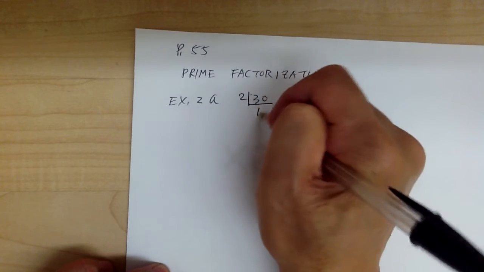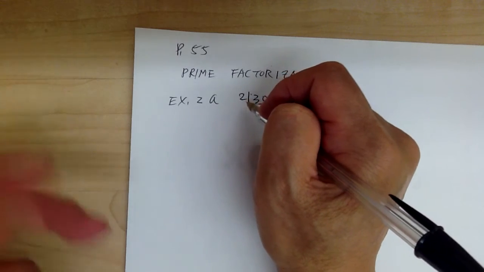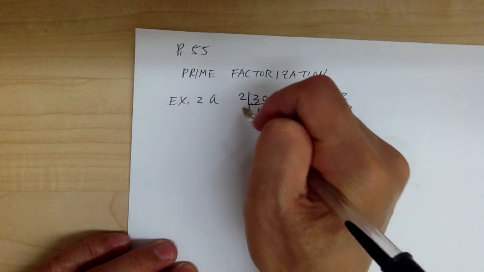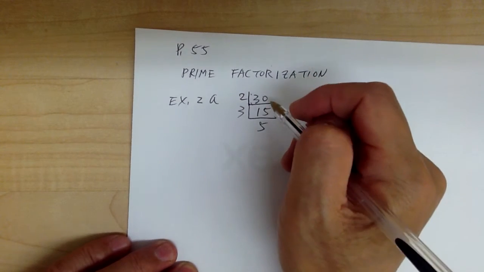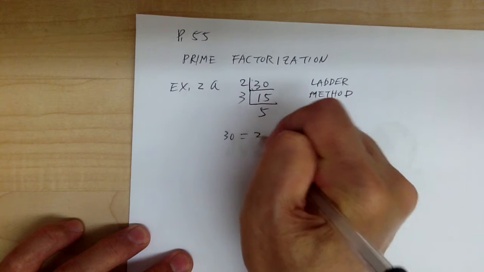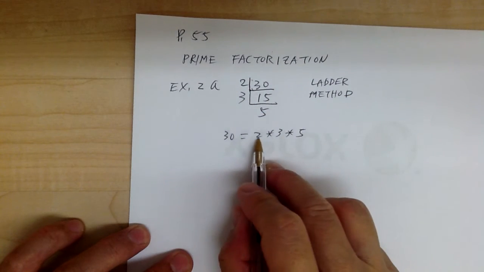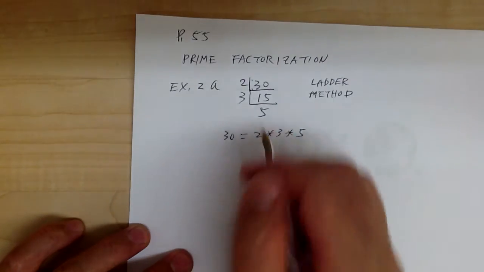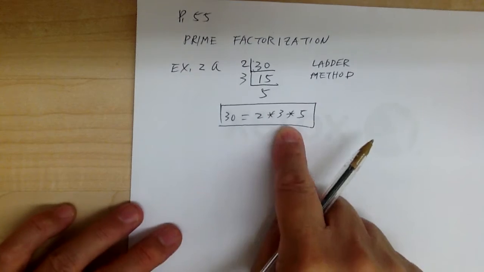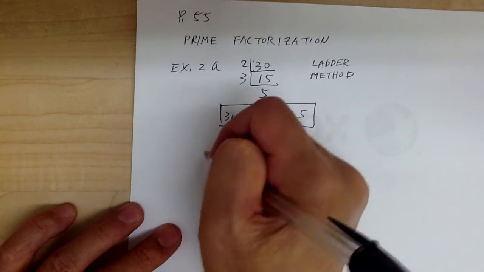So 30 divided by 2, you get 15. And you want to keep trying. If you can divide, you keep going until you cannot. So try 2 again, cannot. So divide by 3, you get 5. So the prime factorization would be 30 equals 2 times 3 times 5. In other words, 30 is made out of these 3 factors. That's what prime factorization means: you break a number down into its prime factors.